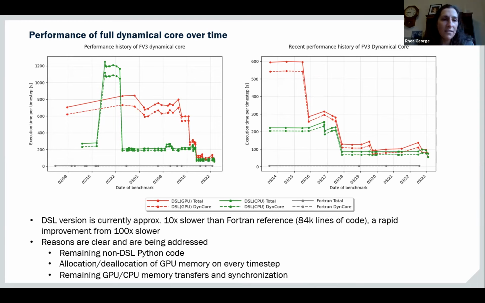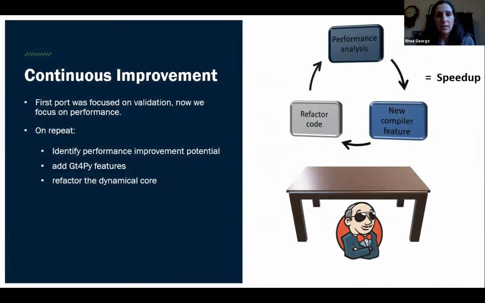So we have a lot of avenues for improvement, and we're pretty excited, especially given what we see at the individual module level, what's possible. We're pretty sure we're going to be able to get to better performance pretty rapidly. So we're in this cycle of continuous improvement where we look at the performance, we add some features to the compiler, we refactor our dycore, and we do this iteratively as we approach actually having really performant code.